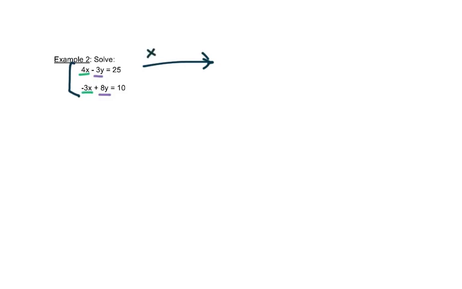So I'll multiply that top equation by 3. So that means, again, everything in that top equation. So 4 times 3 is 12x. And then 3 times 3 is negative 9y.